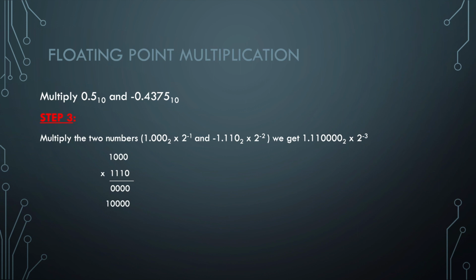Then we add 2 zeros and multiply the third rightmost bit of the multiplier, which is also 1. That gives us 1 followed by 5 zeros. And at the end we also add 3 zeros on the right and multiply 1 times the multiplicand. That gives us the multiplicand. So the result of our multiplication is 111 followed by 4 zeros.